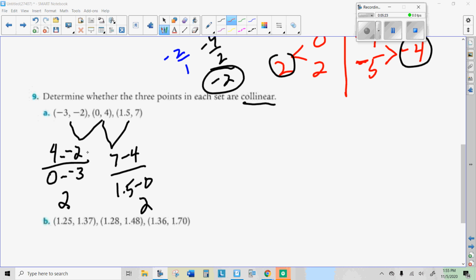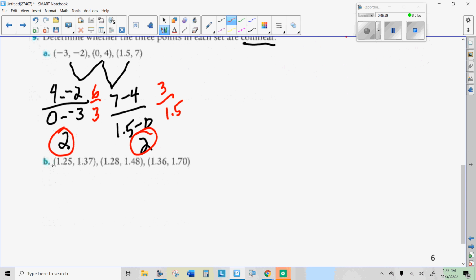So I got 2 for both of those. This one, 4 minus negative 2 is 6 over 0 minus negative 3 is 3, and that's equal to 2. This one I get 3 over 1.5, which also equals 2. All right? You should be able to do the same thing with this one, even though there's decimals. Find the slopes between them. And if you get the same slopes, then they are collinear. Give it a shot.